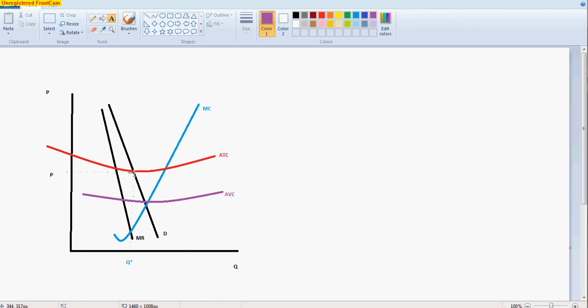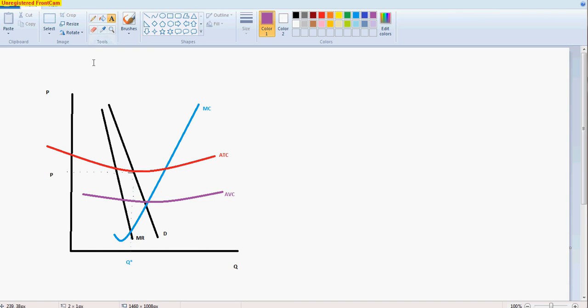So if the ATC was up here somewhere, your per unit cost would be above the price, so you'd be making losses. And if you were making profits, the ATC would be below the price, so the per unit cost would be below the price that you were receiving from customers. But in this case, the ATC is right on this point that corresponds with the price for the demand, so the firm isn't taking in any extra money for profits. It's just really covering the average total costs for the firm.